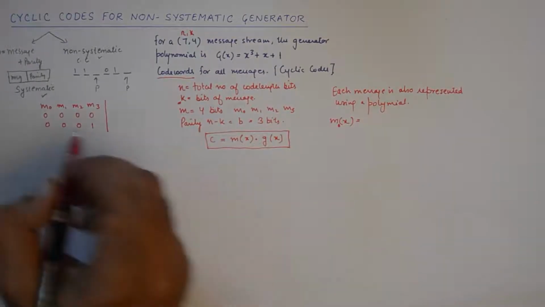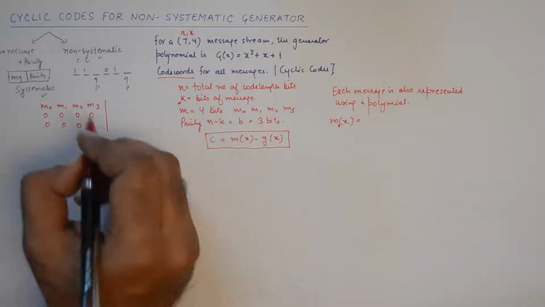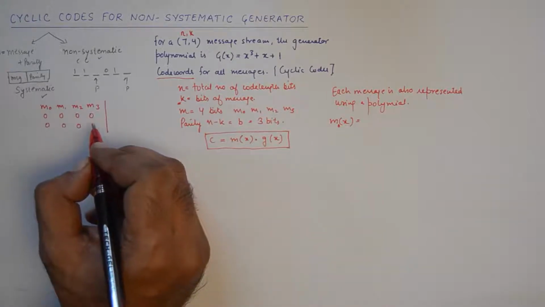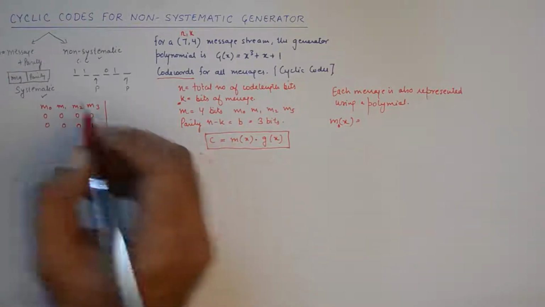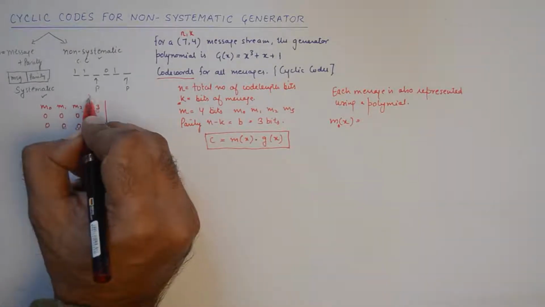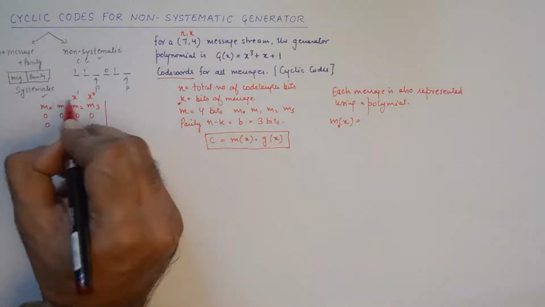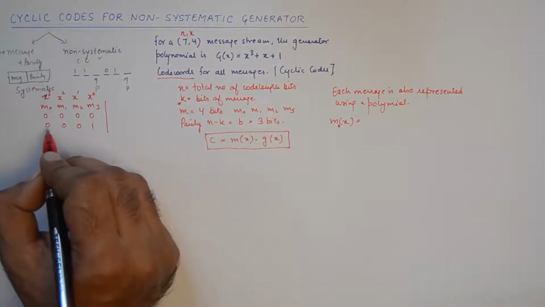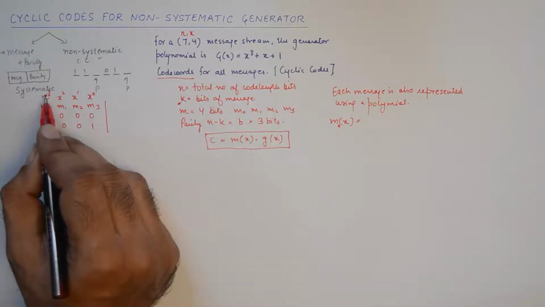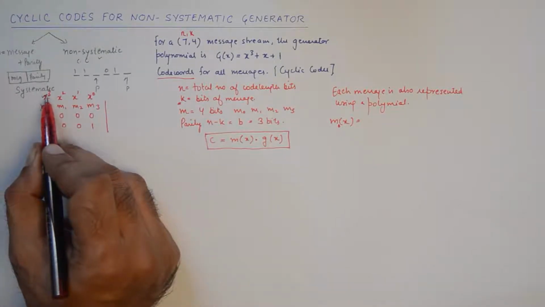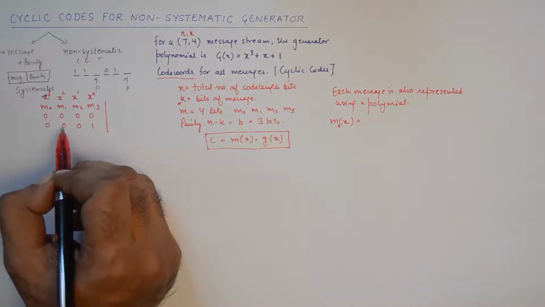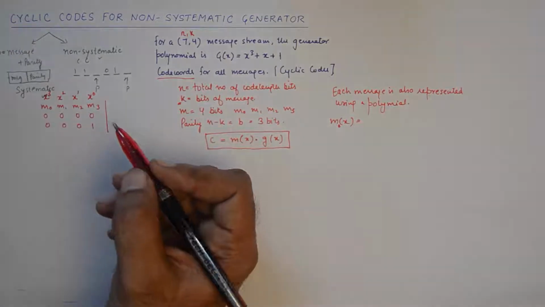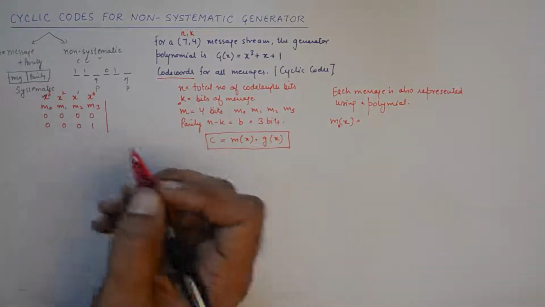It's pretty easy. Anything which is present would be multiplied with its respective power of x. For example, over here it is x to the power 0, it is x to the power 1, x to the power 2, and x to the power 3. So if you find the bit to be 1, you'll multiply it with the power of x, and if the bit is 0, you multiply it with 0, thereby making the thing go away or making it 0 in the polynomial.